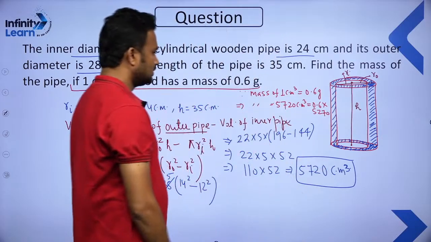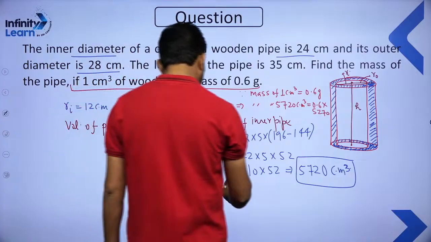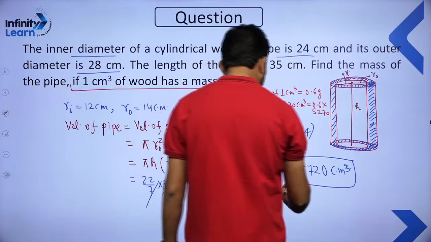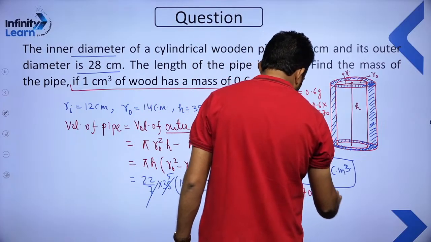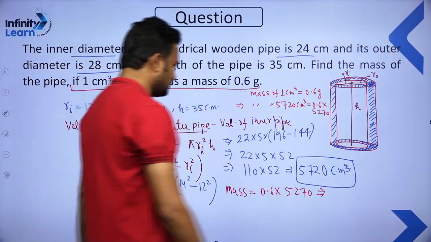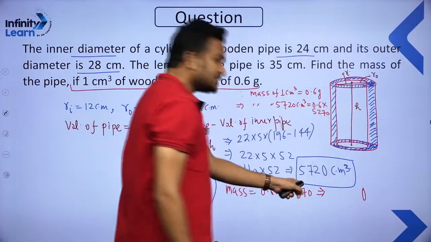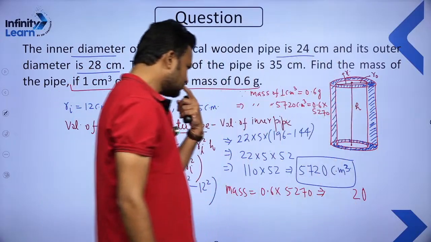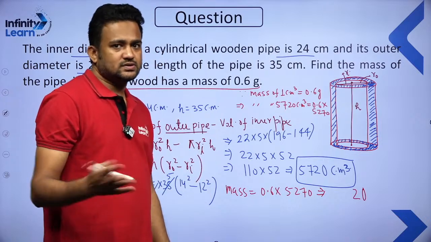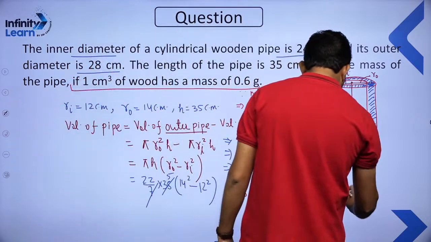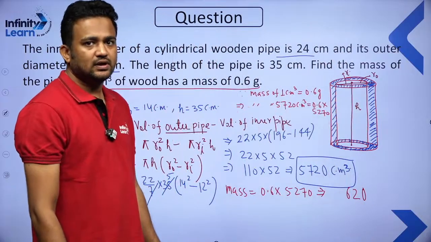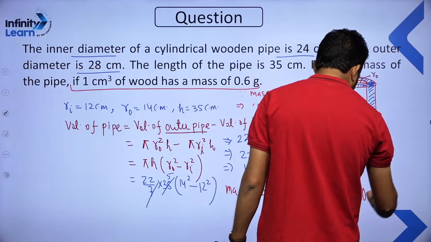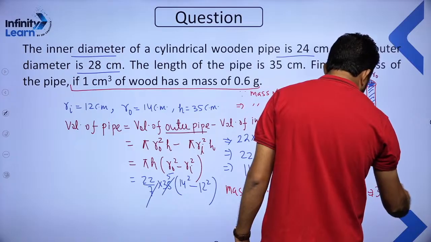So multiply this. The total mass will be 0.6 into 5720. Once you multiply this, guys, you will get 0, 7 6s are 42, 6 2s are 12, 12 plus 4 is 16, 6 5s are 30, 30 plus 1 is 31. Okay, and let us put the decimal. So it will be 3432 gram.